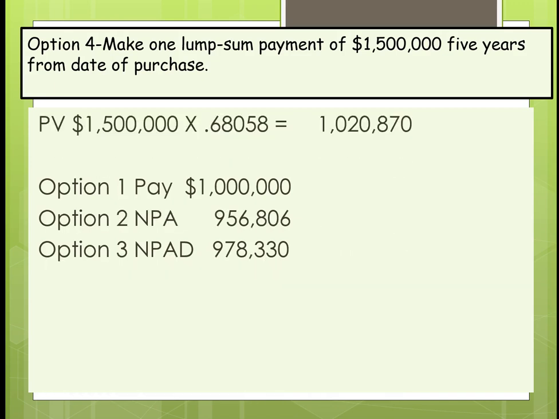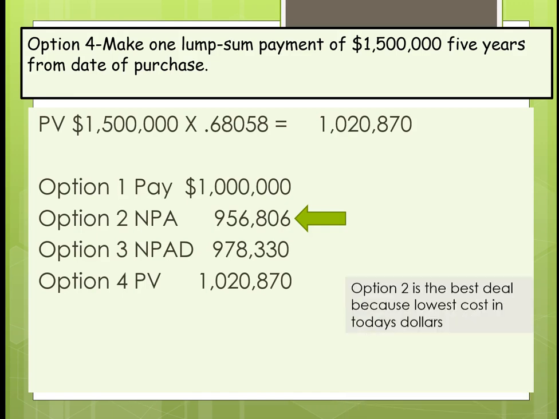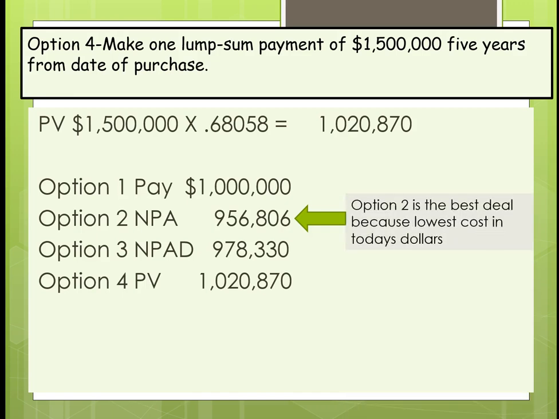Now we're going to multiply our 1.5 million times that factor. And we end up with $1,020,870. So our best option actually would be option 2 because it is the lowest in today's dollars. And that is the end of our presentation.